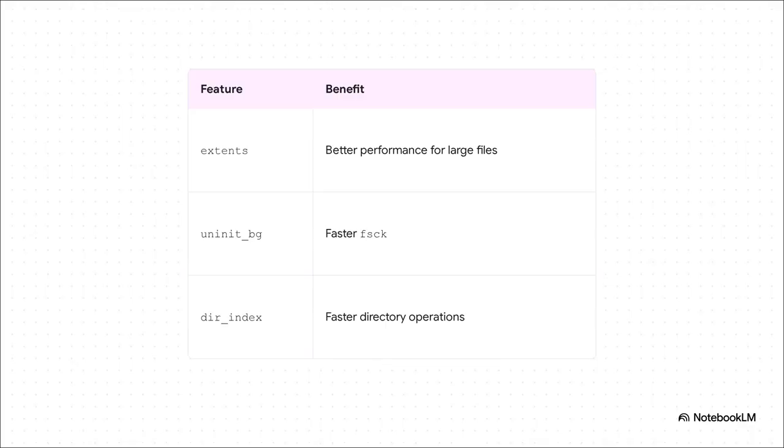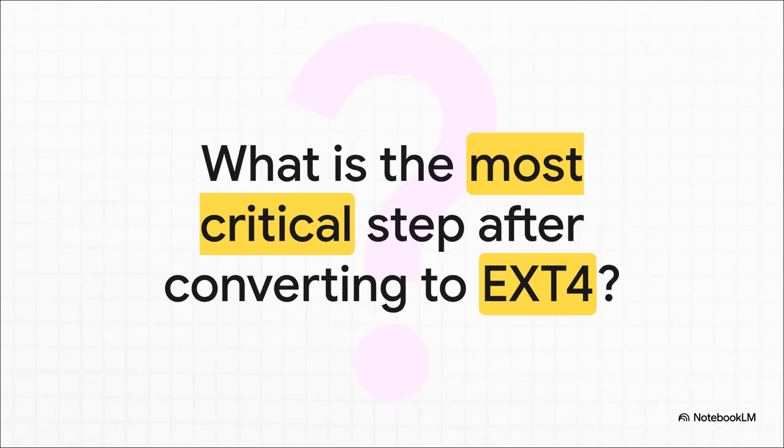Extents is a much smarter way to keep track of where file data is stored, which is a game changer for large files. Uninit_bg lets the file system check utility, fsck, just skip over empty parts of the disk, which makes it way faster. And dir_index helps you find files in really big directories much more quickly. So we've enabled all these powerful new features, basically by flipping a switch.